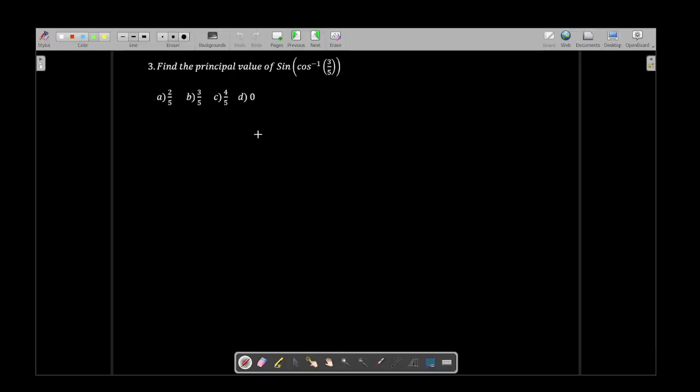Hello and welcome. We'll continue our discussion on problems on inverse trigonometric functions. So we need to find the principal value of sine of cos inverse of 3 by 5. So sine of cos inverse of 3 by 5.